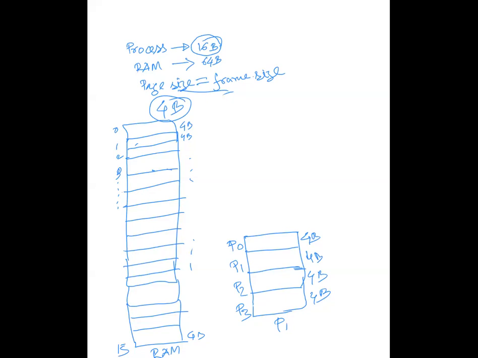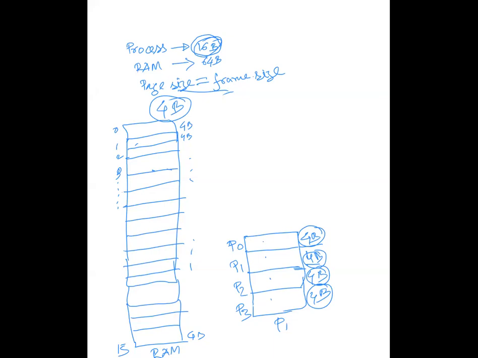Now let's say this is what our process looks like. Each page contains a total of 4 bytes. So for your 16-byte process, each page contains a total of 4 bytes.